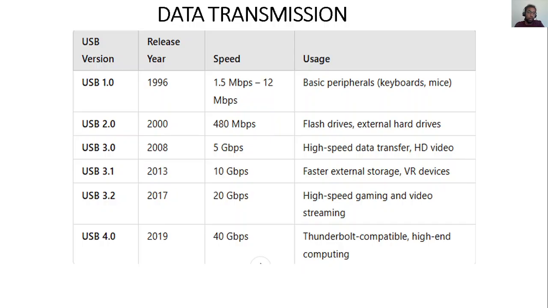Now, this is a little detail of the USB. Their speeds are mentioned, and there are different types of them for high-speed transmission. So these are the different types of USB cables that are used.